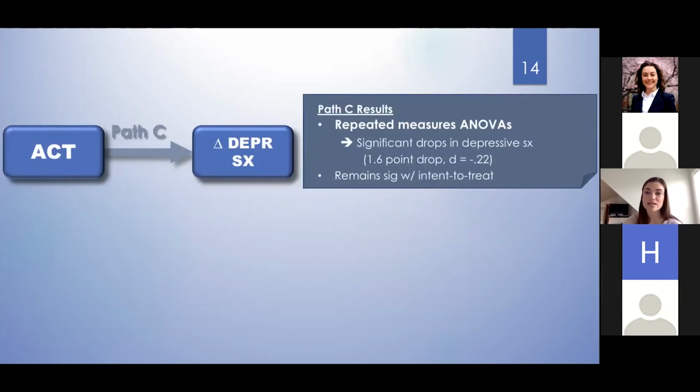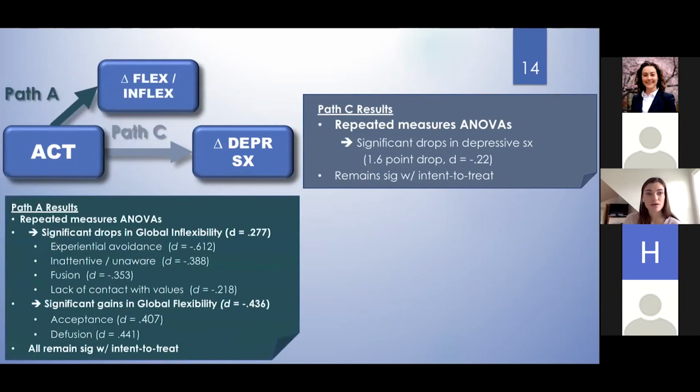So the results for path C, we ran repeated measures, and we found that there were significant drops in depressive symptoms with a Cohen's d of -0.22, and this remained significant with intent to treat analyses. For path A, investigating the changes in flexibility and inflexibility dimensions, we ran repeated measures ANOVAs, and we found that there were significant drops in the global composite score of inflexibility, as well as specific dimensions such as experiential avoidance, inattention and awareness, fusion, and lack of contact with values. And there were also significant gains in the global flexibility composite score, as well as specific dimensions of acceptance and defusion. And all these results were significant within our intent to treat analyses.